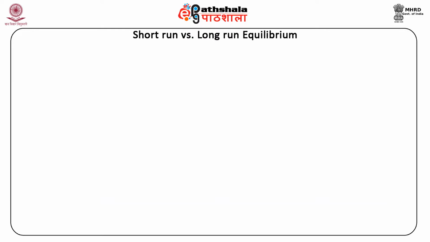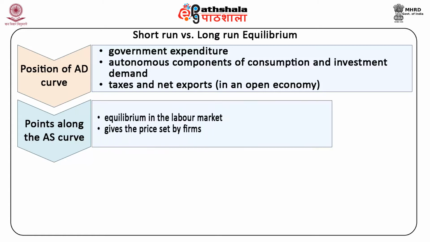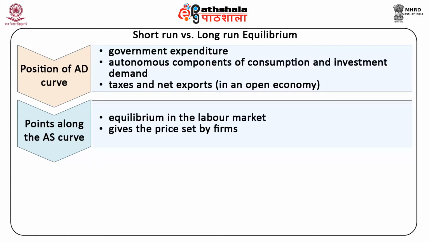The AS-AD framework allows for simultaneous determination of price and output as it brings together the goods, money and labor markets. The position of the AD curve is determined by variables like government expenditure, autonomous components of consumption and investment demand, taxes and net exports in an open economy. Points along the AS curve capture equilibrium in the labor market as it gives the price set by firms corresponding to the wage demand by workers corresponding to each level of output.